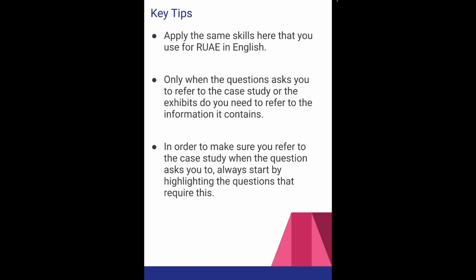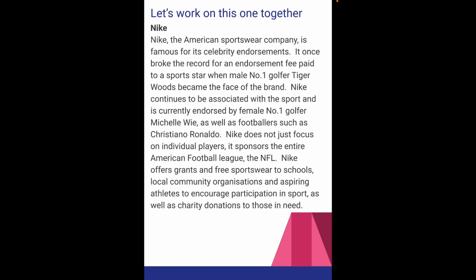That could be just to circle the question number, or in somewhere highlight the text where it says to use that case study. We're now going to work on a case study together, and I've divided this one into two parts, and I want to just look at the first paragraph to begin with. Pause the video just now and read the paragraph below. Once you've done that, you can restart the video and move on to the next slide.